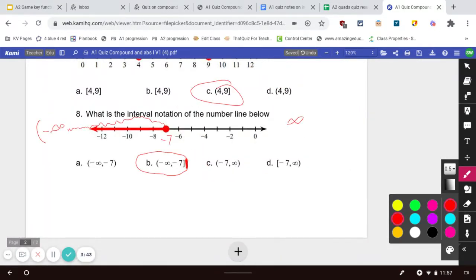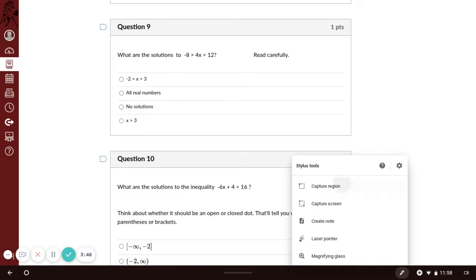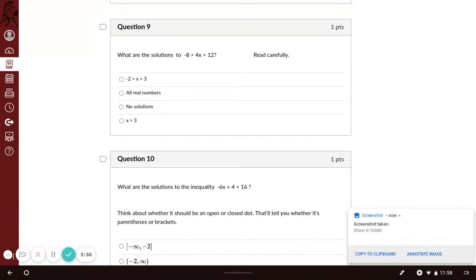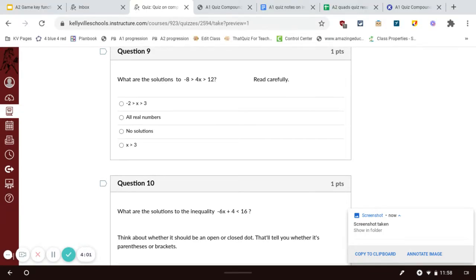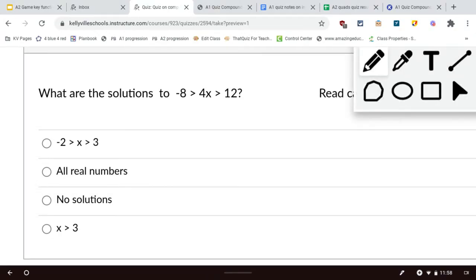Pause here. All right, let's look at our last problems here. So number 9, it's asking for what are the solutions? Well, actually, I don't think I need my pen for this one. What are the solutions to negative 8 is less than 4x is less than 12? All right, let's see if this pen tool will work.